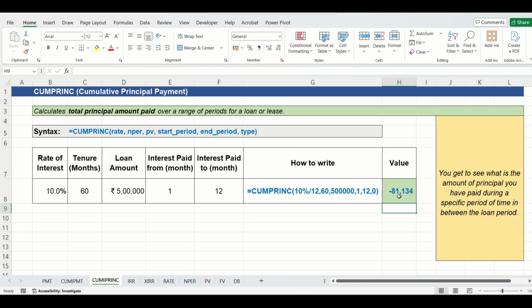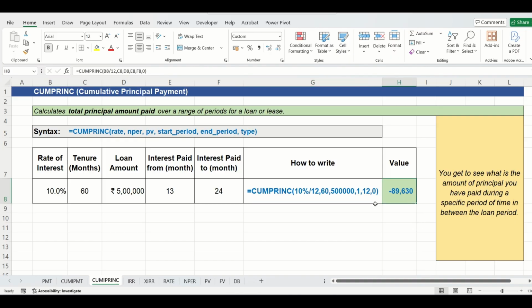And it will show you 81,134 rupees, which is a cash outflow that you have paid as the part of the principal repayment over a range of first month to 12th month, that is the first year. With this, you also get to know how much principal you will pay starting from the 13th month to the 24th month. That will be 89,630 rupees.